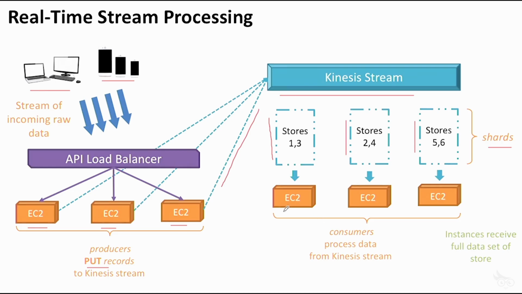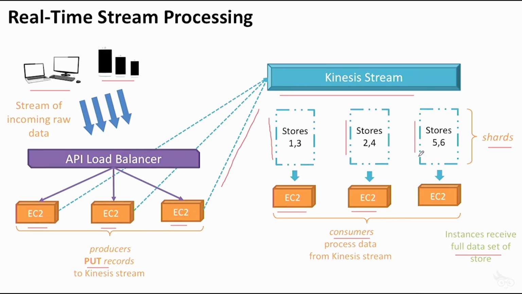Then we can have another application called consumers, where each consumer will pull from one shard. That way, this particular EC2 instance can now get all of the data associated with a particular store. And now it receives the whole of the data, the full data set of a particular store. Or an EC2 instance would receive, in the case where we're tracking events and data based on one pizza, the full data set about that one pizza.